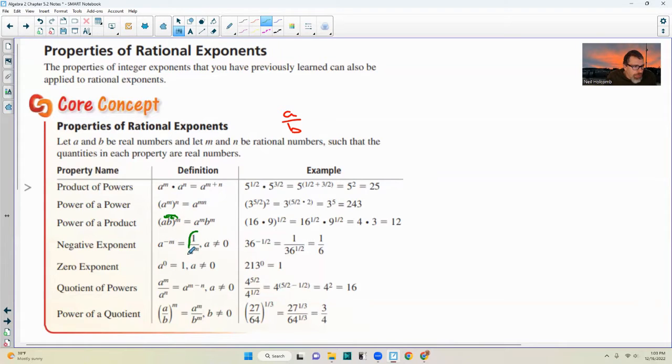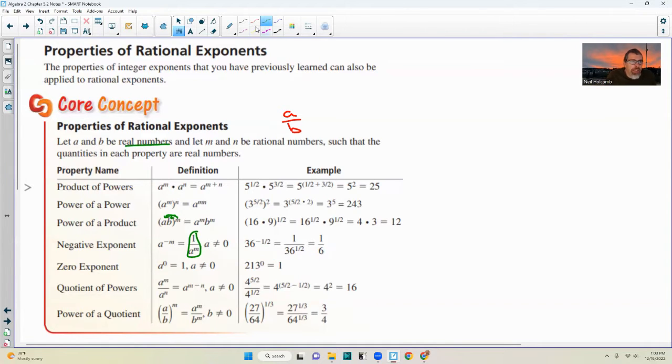Negative exponents, a to the negative m. The first thing we do is take its reciprocal to make m positive, 1 over a to the m. But when we do that, a cannot equal 0, because then we have an undefined value, and that is not real. 36 to the negative 1/2, therefore, would be 1 divided by 36 to the positive 1/2. That means square root of 36, so that's 1 over 6. A 0 exponent, a to the 0 equals 1, where a is not 0. So 213 to the 0 power equals 1.